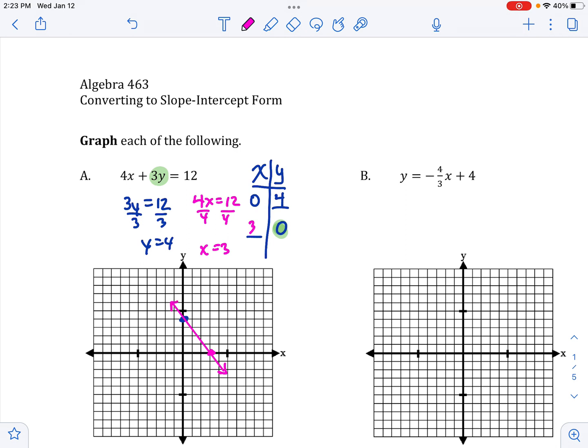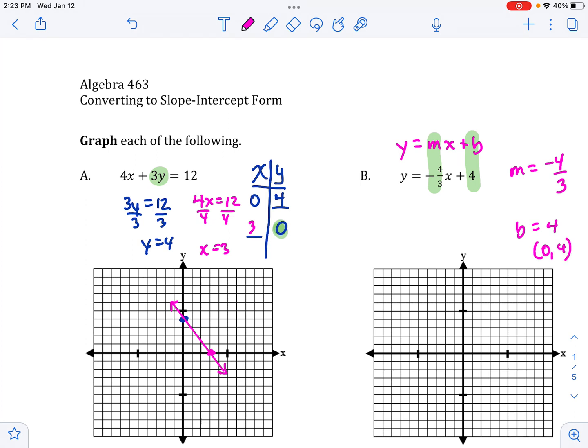All right, on the second equation, our reminder here is that this equation is in slope-intercept form. Remember, y equals mx plus b. What that means is that m is equal to -4/3 and b is equal to 4. So I used to have you identify m is equal to -4/3 and b is equal to 4, and we would write the 4 as (0, 4).